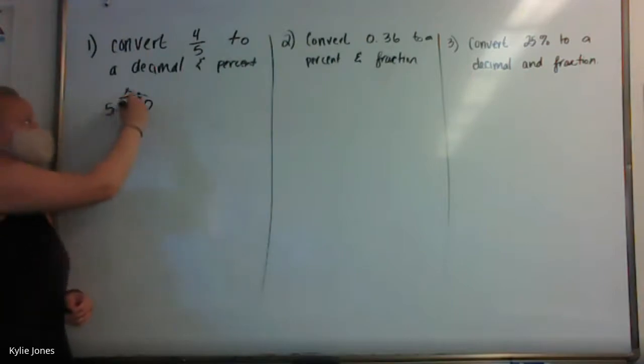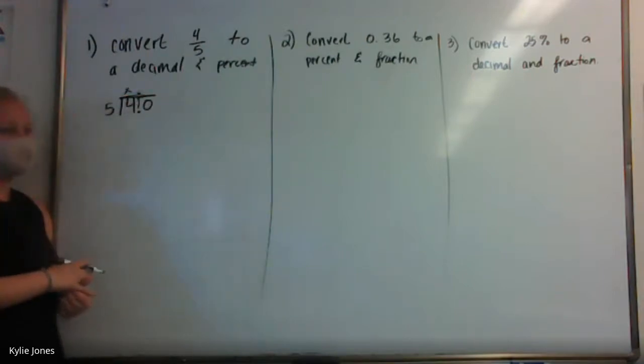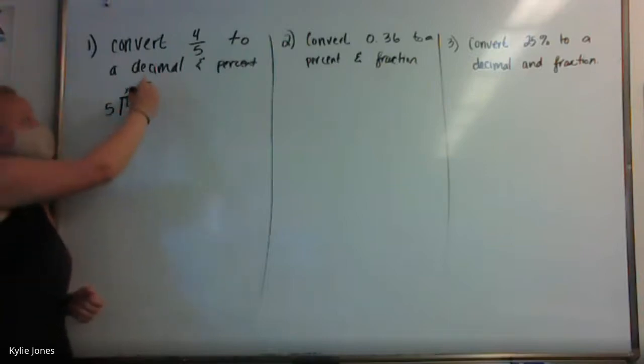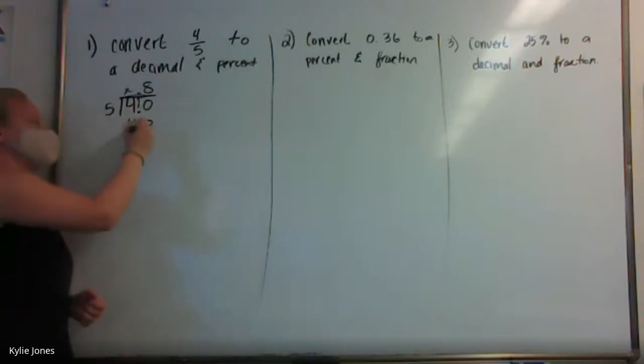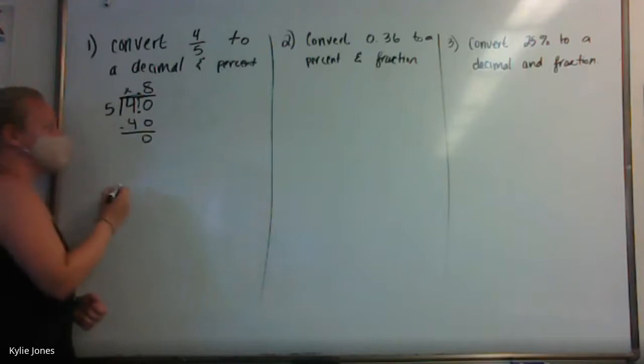So does 5 go into 40? Yep. How many times? 40 divided by 5 is 8. It goes in 8 times, and it goes in evenly. So we finish there. So our decimal is 0.8.